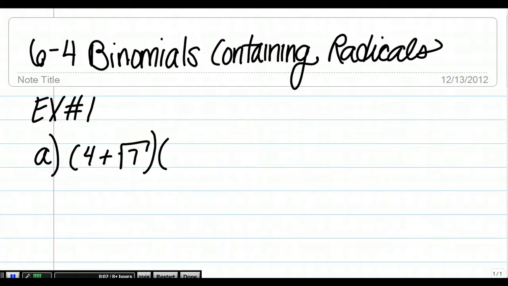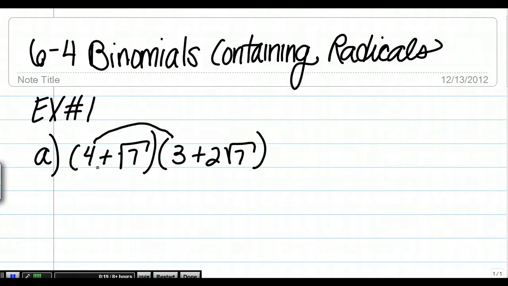Tonight we're doing 6-4 binomials containing radicals. And if you look here, I have two factors, and we are just going to be multiplying. So when you're multiplying two factors, you have to FOIL.